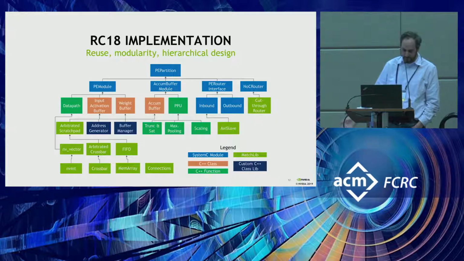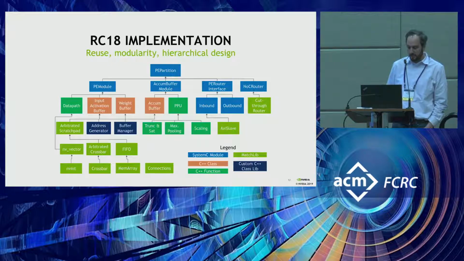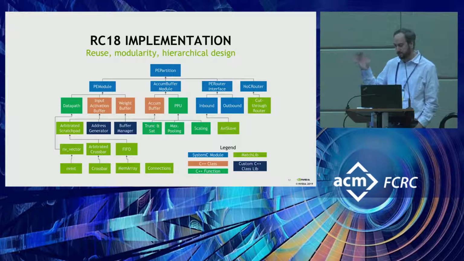You can see there's a lot of FIFOs, memories with arbitration structures built in, as well as a cut-through router implementation. That's one of the specializations that we have in the library. And then those are instantiated in a few different ways. So the overall PE is actually 4 SystemC submodules, and each SystemC submodule has a number of C++ classes that are instantiated inside of it.